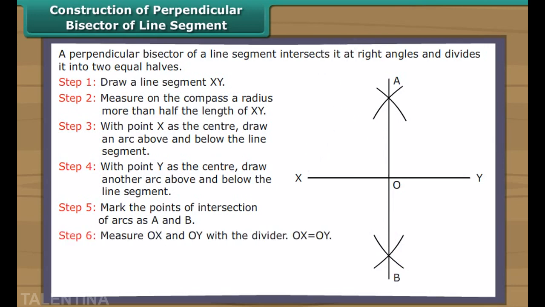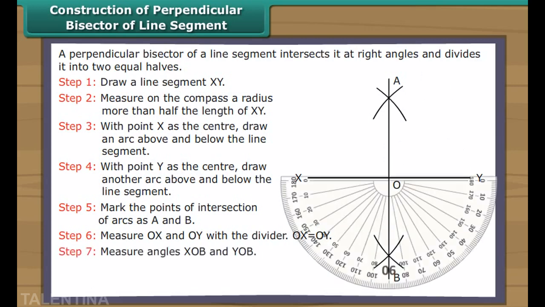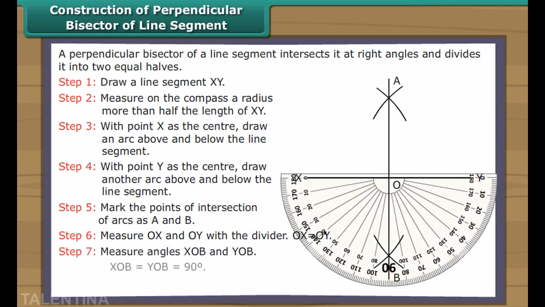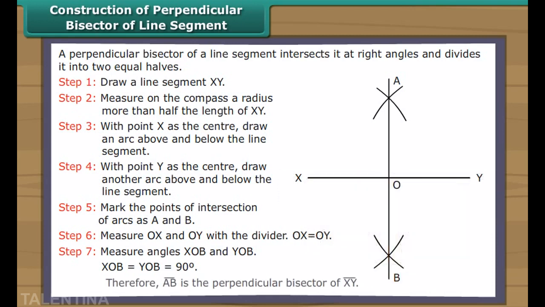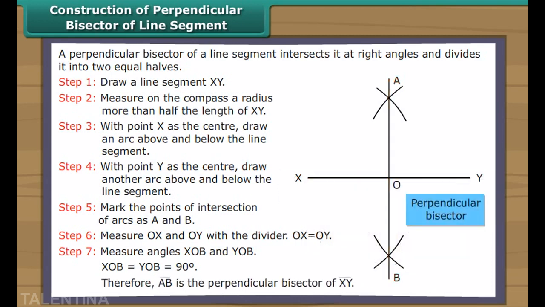Measure OX and OY with the divider. OX is equal to OY. Measure angles XOB and YOB. Angle XOB is equal to angle YOB is equal to 90 degrees. Therefore, AB is the perpendicular bisector of XY.